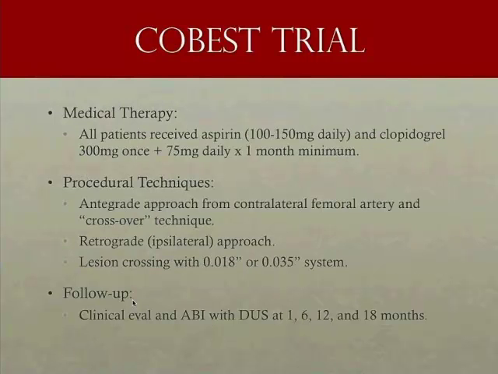Medical therapy in the trial was pretty consistent with what most of us do in clinical practice, which is a low dose of aspirin plus clopidogrel for a minimum of 1 month. And the procedural techniques, again, were pretty conventional: the integrated approach with a crossover technique, or what I tend to favor, which is the retrograde or ipsilateral approach, as you saw in my 2 cases. And the lesions, of course, were crossed with an 018 or 035 system. Follow-up involved clinical evaluation and repeat ABIs at 1, 6, 12, and 18 months, along with duplex ultrasound imaging.